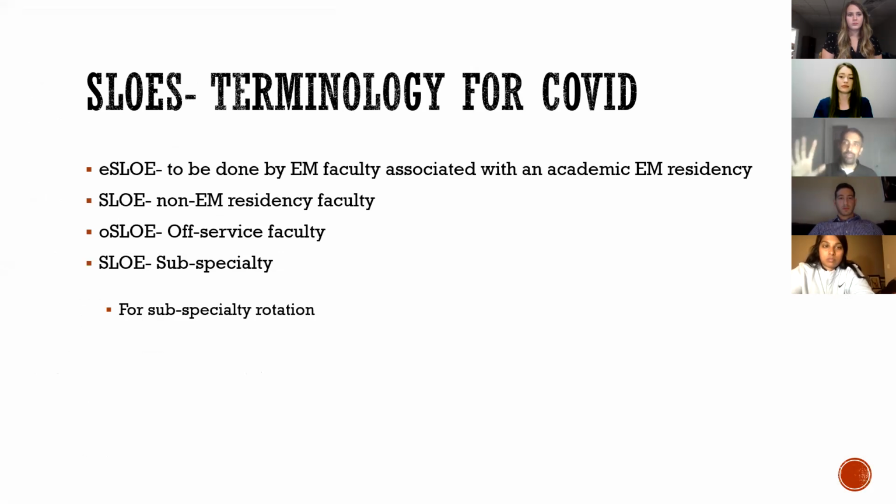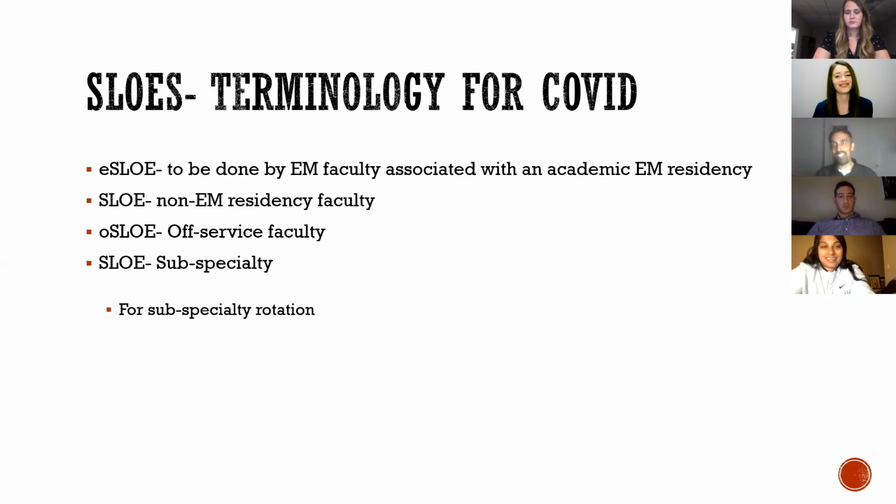So this year, because of COVID, there's a lot of different kinds of SLOEs. So let's go briefly through the different kinds of SLOEs. Sorry, I'm from Texas. I use the word SLOE, not slow. I apologize. So first off is the E-SLOE. And this is the traditional SLOE. This is done by academic faculty at an EM residency. So when you do your home rotation or away rotation that's associated with an EM residency, you get the E-SLOE.